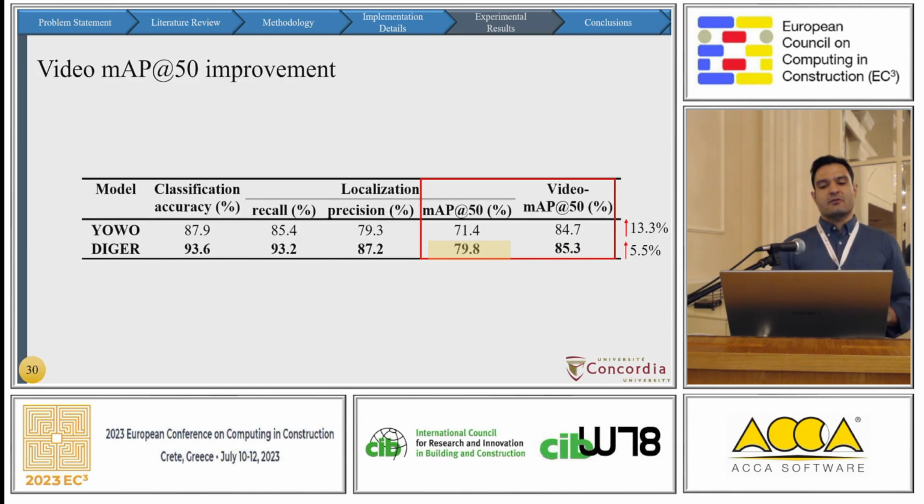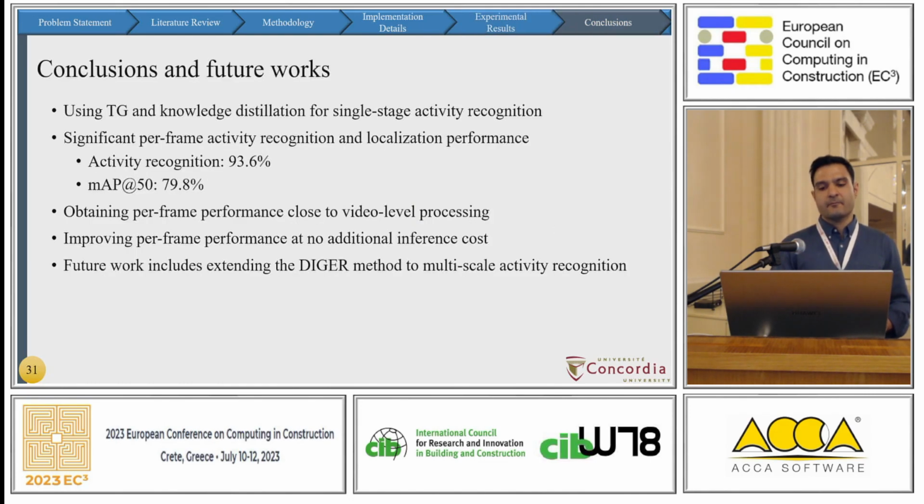Also, our method has close to 80% per frame localization accuracy, which can be accepted for most applications, and only for some applications like safety that need high localization accuracy, doing the time-consuming video level processing might be justified. So overall, in our work, we have used temporal gradient and knowledge distillation for activity recognition of construction equipment. Our method has per frame accuracy of close to 80% localization and 93.6% activity recognition. We have reduced the difference between the per frame and video level results at no additional inference cost.